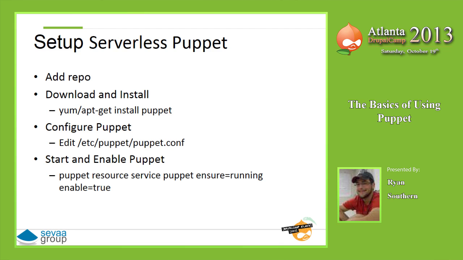And generally, the default configuration for most instances is good. Every now and then you'll run into an issue where you have to set up a couple of different settings, but in general, the default configuration will work for serverless Puppet. And then you run this Puppet command, and it starts the Puppet service and makes sure it's running.